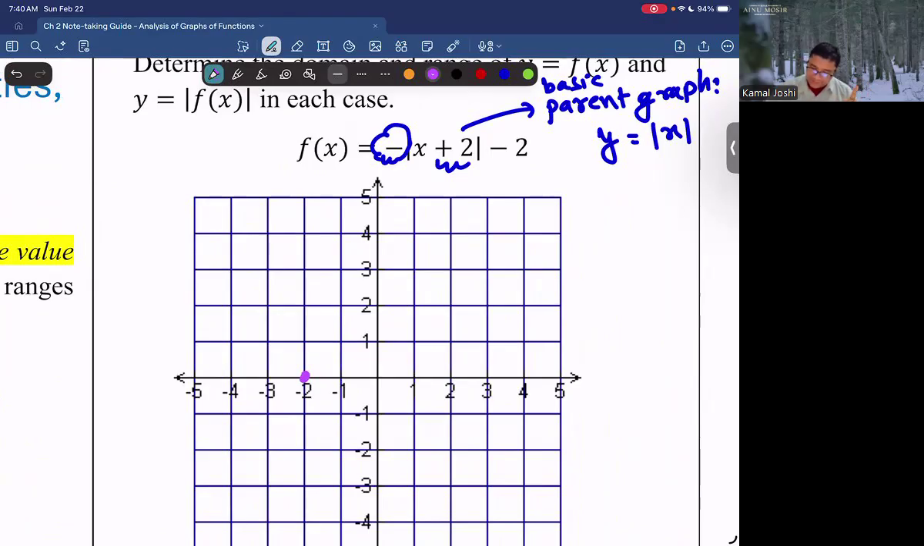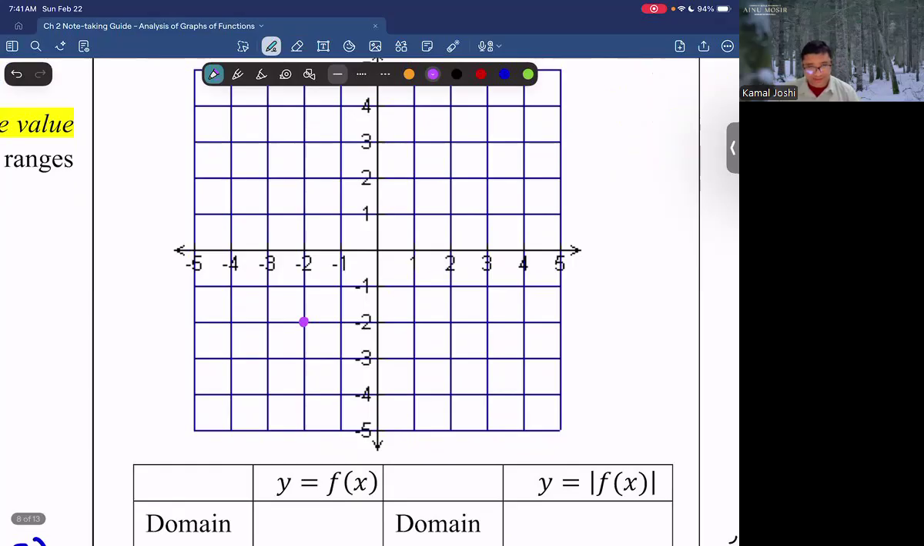Starting from here, the parent graph is at origin, shift it left 2 units, then shift it down 2 units because of the second -2 here. And then reflect it. So the graph now should be facing down. So let me erase these two. That will be the vertex, left 2, down 2, and reflected.